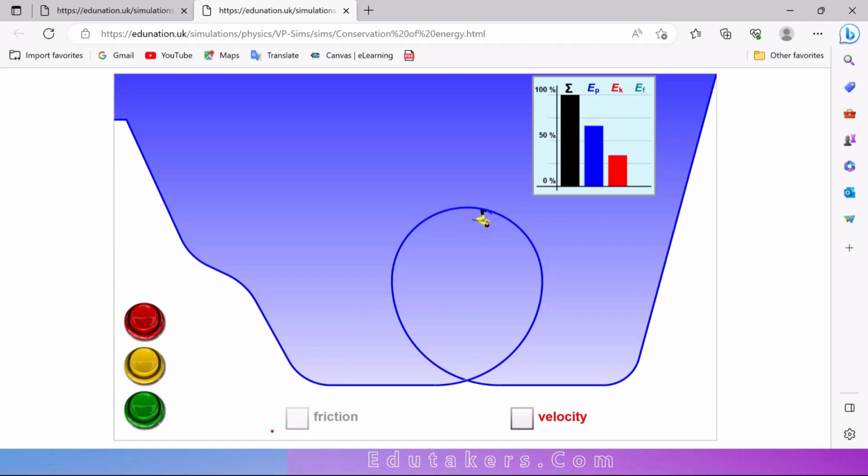Now let's consider I am also counting the friction, then what will happen? First of all, I stop this. Count the friction. Now I will start it. See that when the Y starts from the maximum height, at this point there is total potential energy. There is no other form of energy.